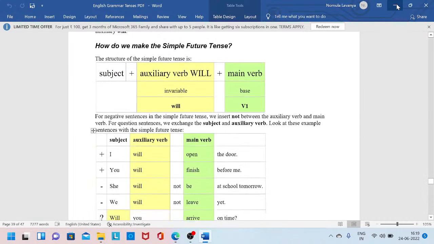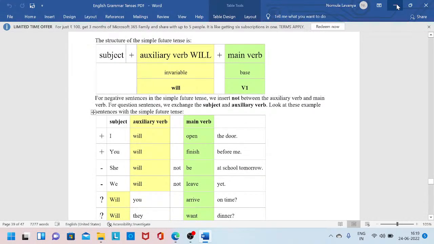So let us look at the examples. For a positive sentence, like "I will open the door", "will" is the auxiliary verb. "You will finish before me." Here the main verb is V1 base. Open, finish, these are all basic V1 formations. For the negative sentence, as usual, we insert "not" between the auxiliary verb and the main verb. "She will not be at school tomorrow." "We will not leave yet."